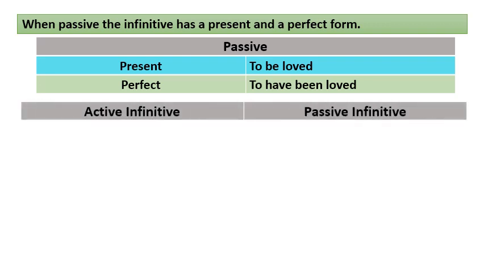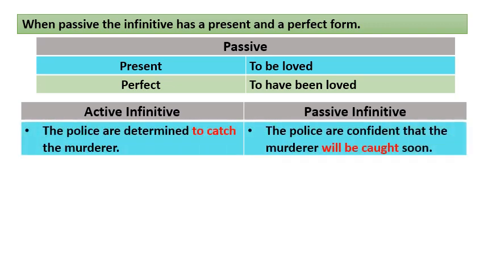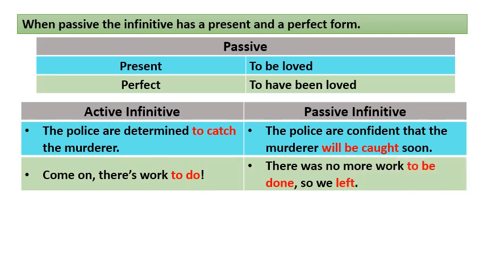Now let's see the difference between active infinitive and passive infinitive. The example of active infinitive is, the police are determined to catch the murderer. The example of passive infinitive is, the police are confident that the murderer will be caught soon. So here you can see, will be caught. Here we have not used to, we have used be plus the third form of the verb.